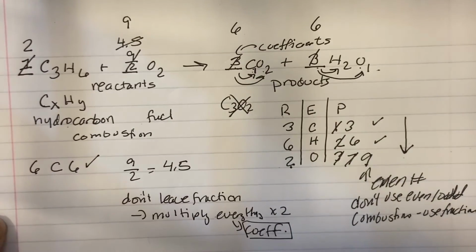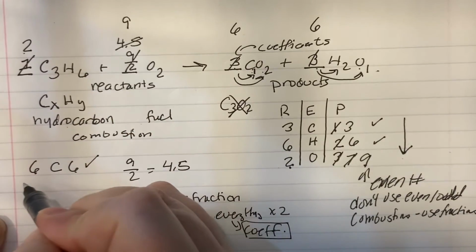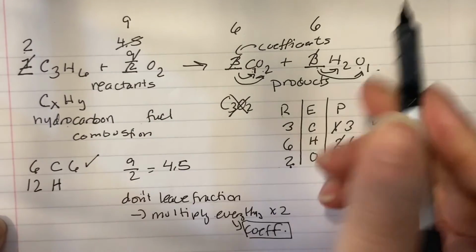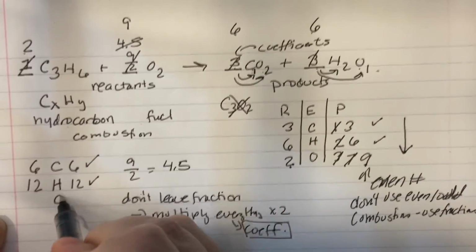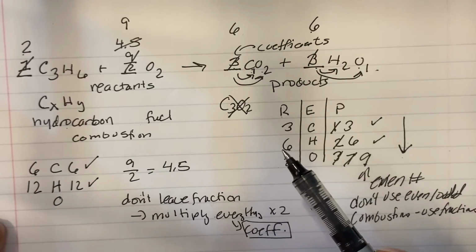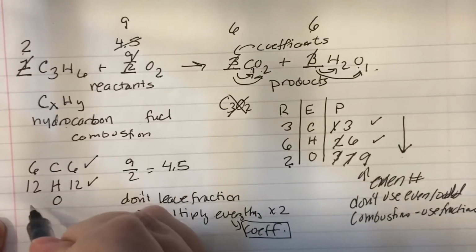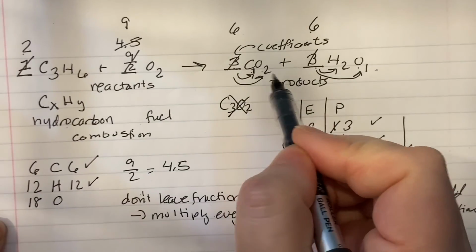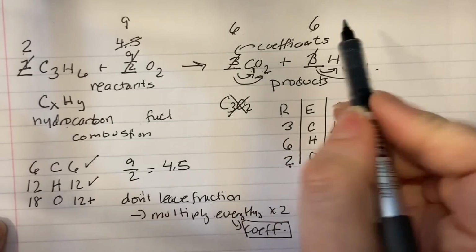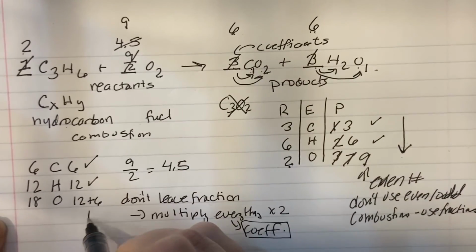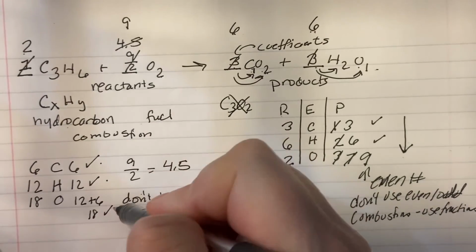Okay, carbon is matched. Hydrogen, 2 times 6 is 12 for the left. 6 times 2 is 12. So hydrogens are good. Okay, so we're looking good. Even though the numbers are a lot bigger, we're still on track. Oxygens, 9 times 2 is 18. Over here, 6 times 2, which is 12, plus 6 times 1 is 18. Conservation of mass was met for carbon, hydrogen, and oxygen.